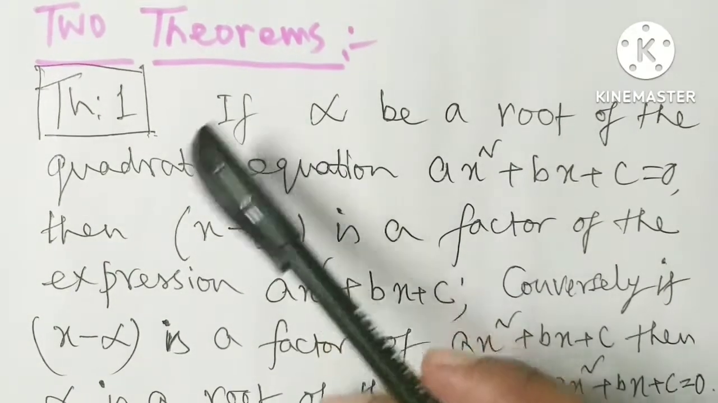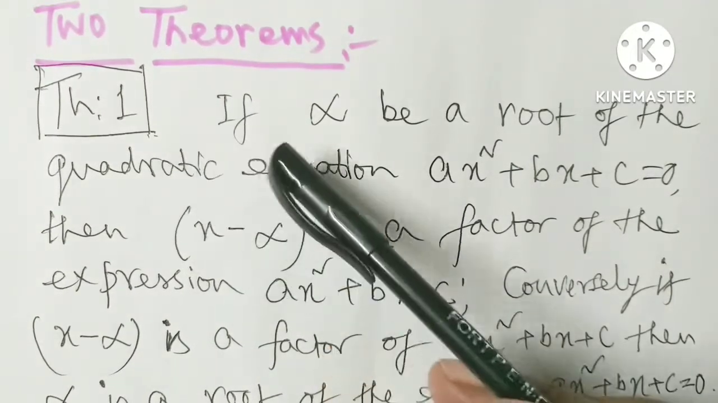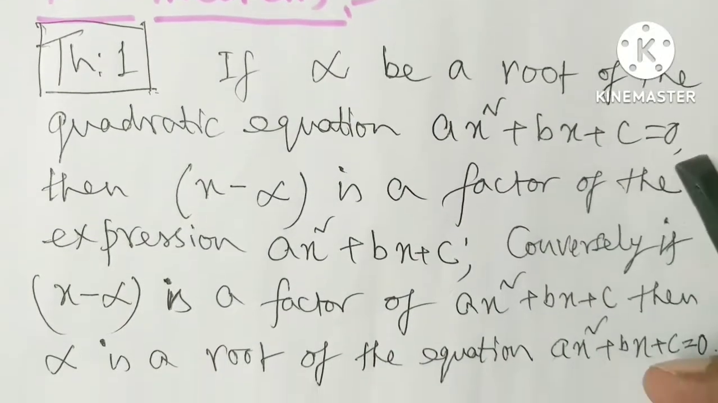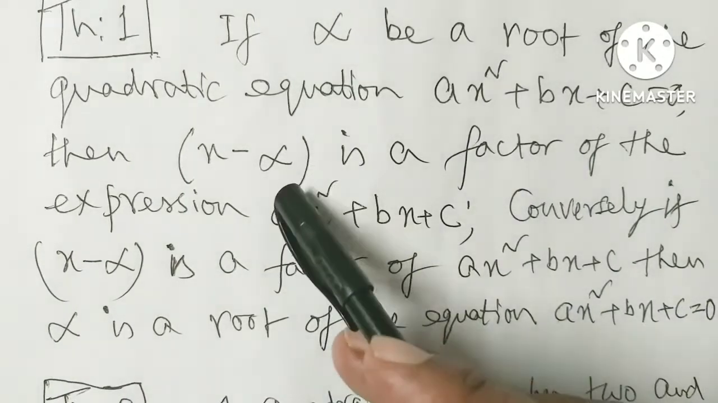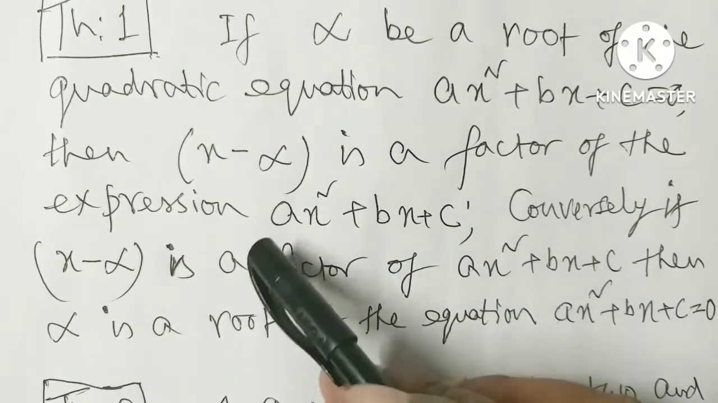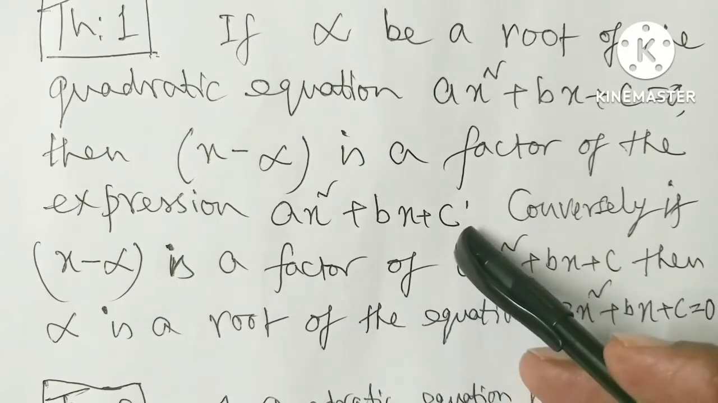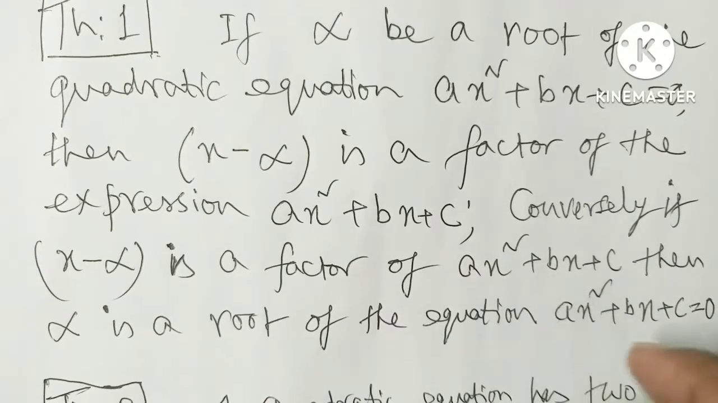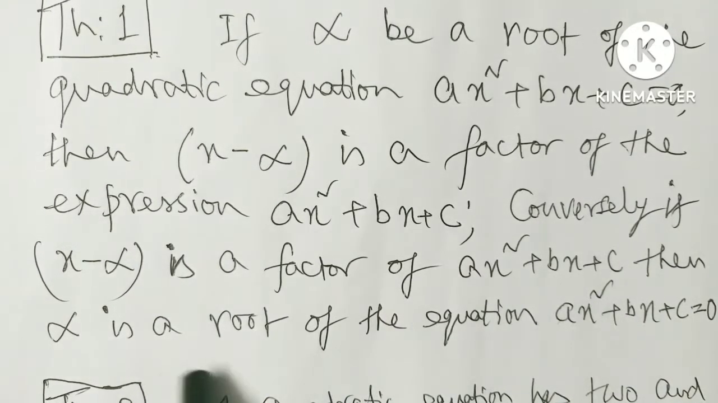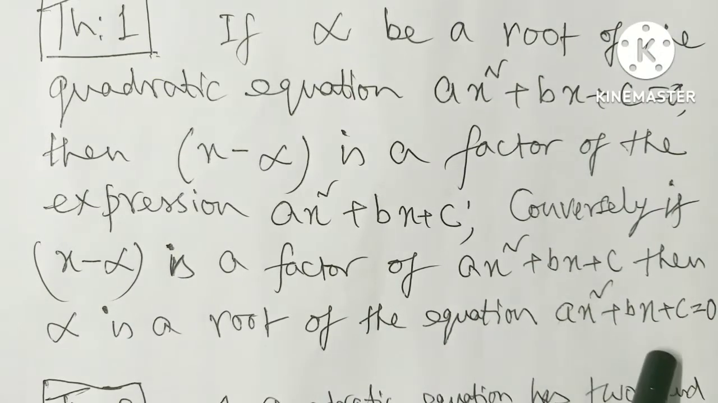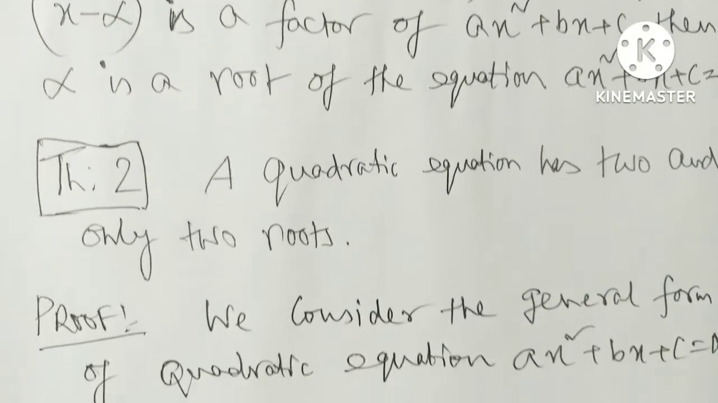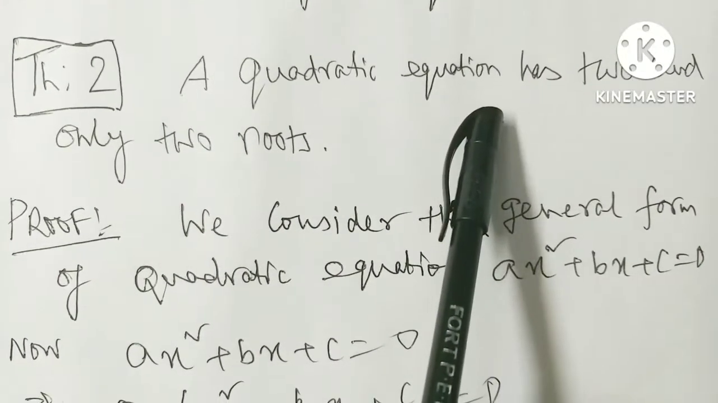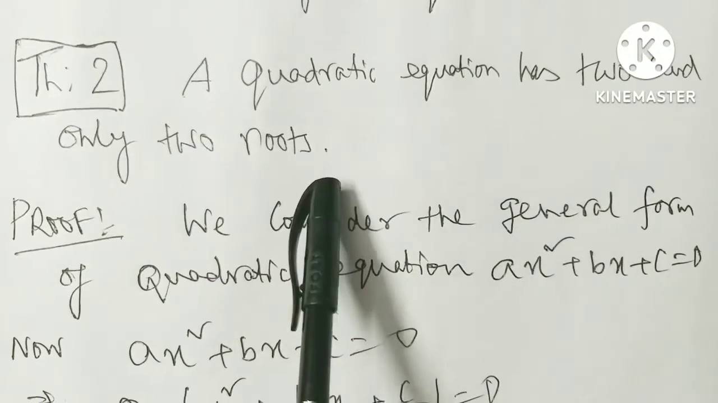There are two theorems regarding quadratic equation. Theorem number 1: if alpha is a root of the quadratic equation ax² + bx + c = 0, then x − alpha is a factor of the expression ax² + bx + c. Conversely, if x − alpha is a factor of ax² + bx + c, then alpha is a root of the equation ax² + bx + c = 0. Now theorem 2: a quadratic equation has two and only two roots.